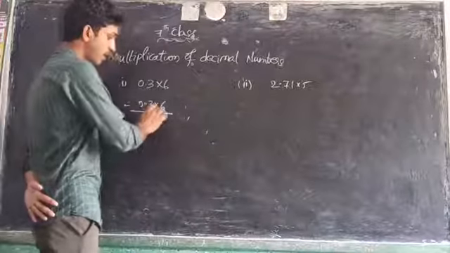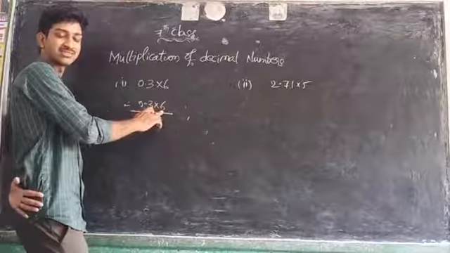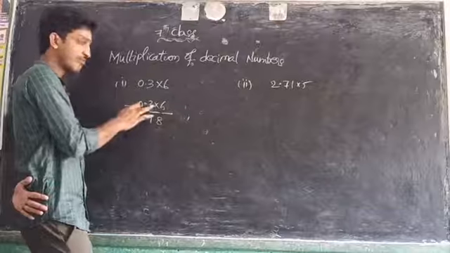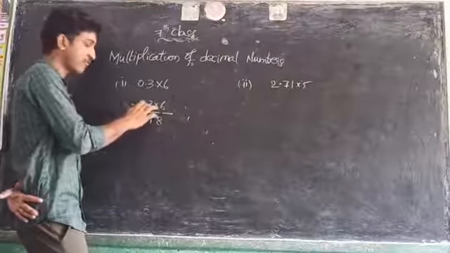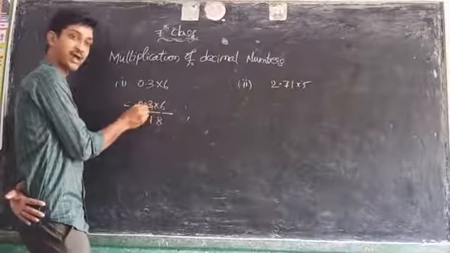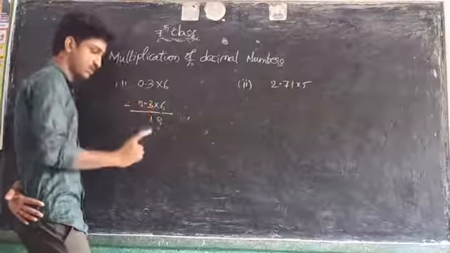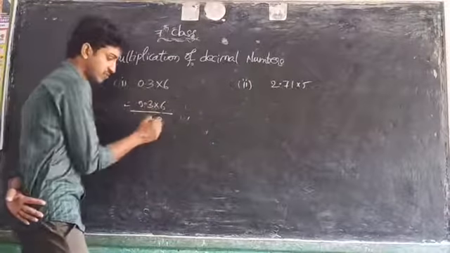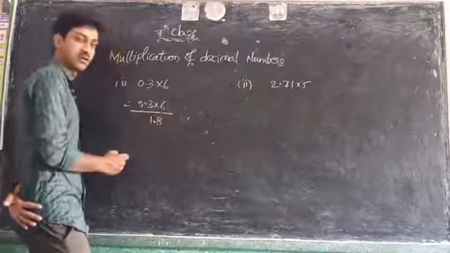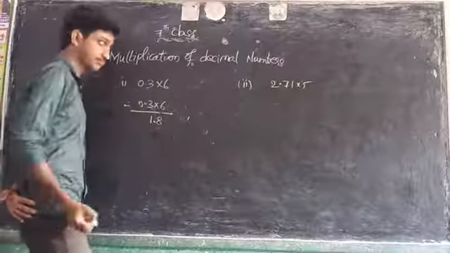Here 6 has no decimal points, 6 is just 6. In 0.3 there is a decimal point after 1 digit. So 1 decimal place, after 1 digit we have to place a decimal point. So this is the answer.